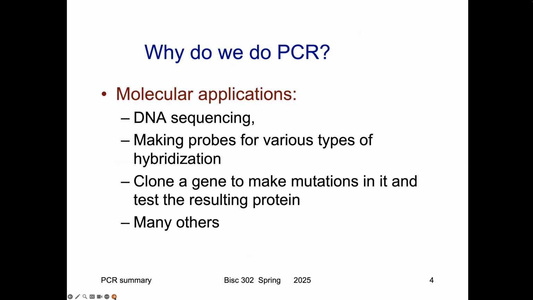There's also all kinds of molecular applications. PCR is used in certain kinds of DNA sequencing. We can use it for probes. Those of you who've got some MBB courses in your background may know about different kinds of hybridization, Southern blots, Northern blots, in situ hybridization. You can clone a gene, you can express the protein, and you first get the sequence by PCR amplification, and then you can use PCR to make mutations in it, and then you can test the protein.